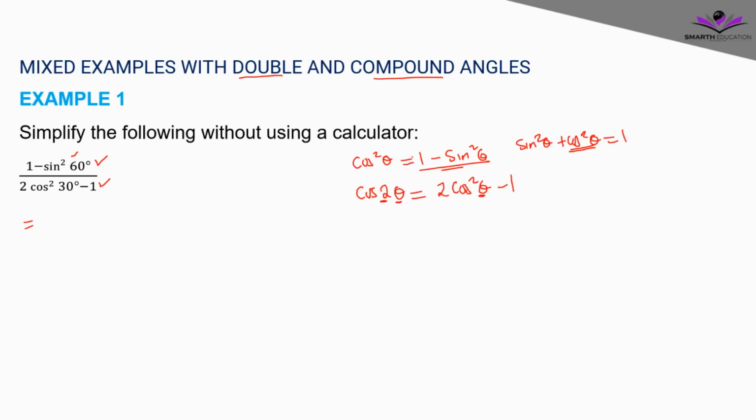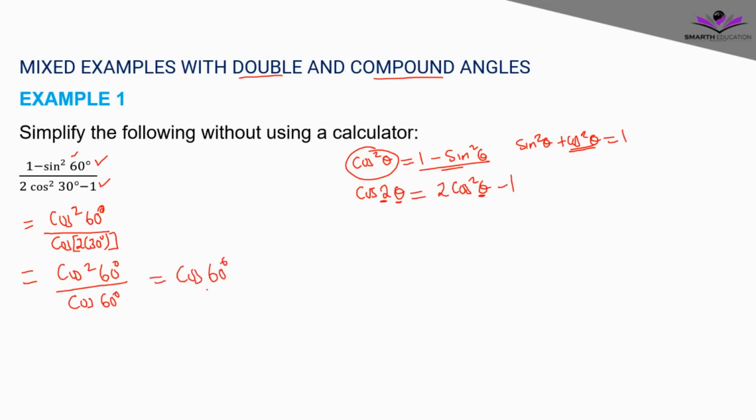We say this reduces to cos squared 60. So cos squared 60, which is this, cos squared 60 degrees. And then the double angle here is going to be cos 2 times 30 degrees. Okay, which is cos squared 60 degrees divided by cos 60 degrees. And then what do you get? We get cos 60 degrees. Then this is a special angle. It gives us 1 over 2.